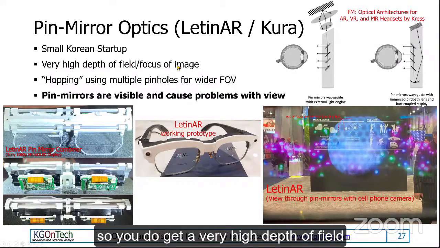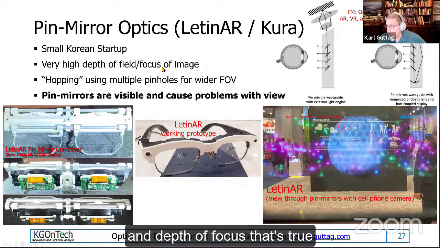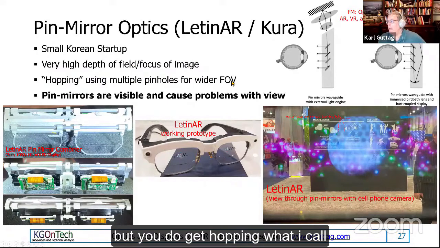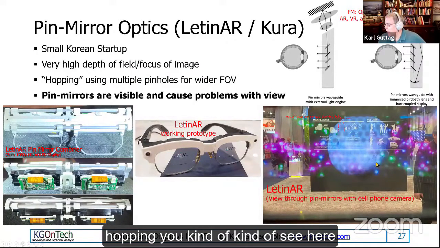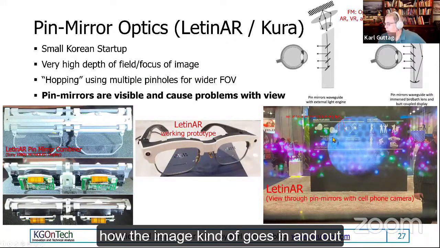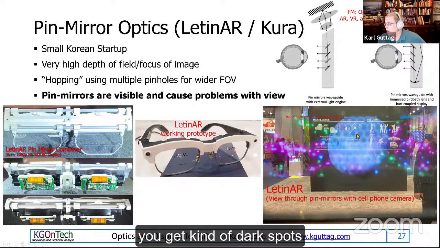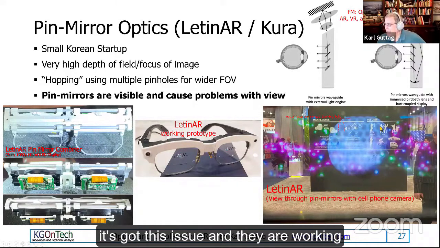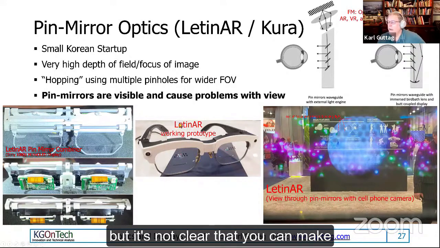So you do get a very high depth of field and depth of focus. That's true. But you do get hopping, what I call hopping. You kind of see here how the image kind of goes in and out. You get kind of dark spots. It's got this issue, and they're working on it, but it's not clear that you can make that.